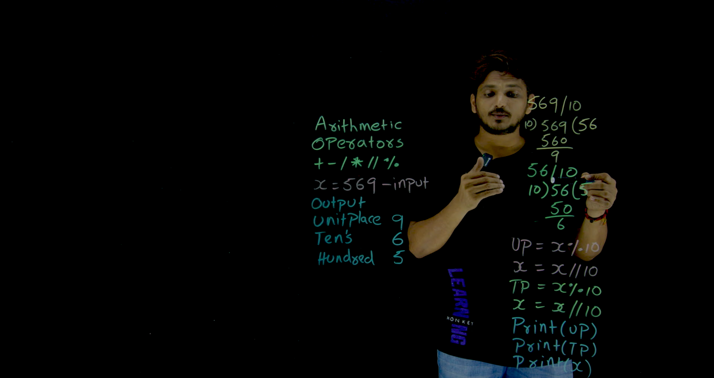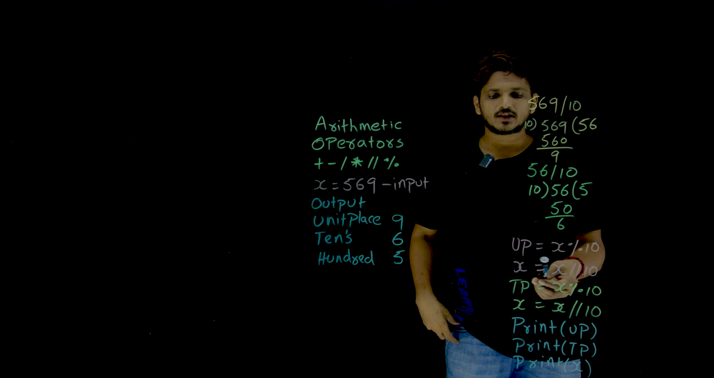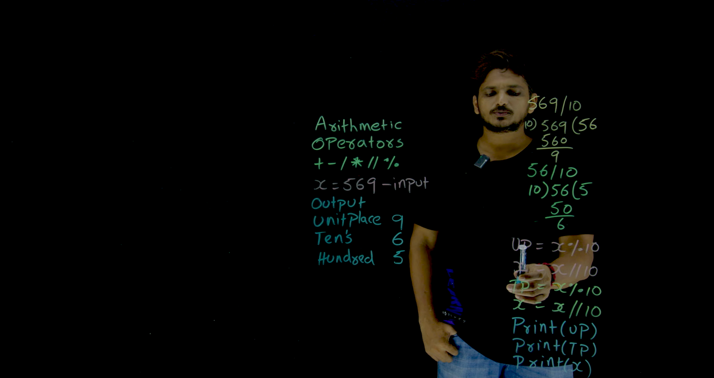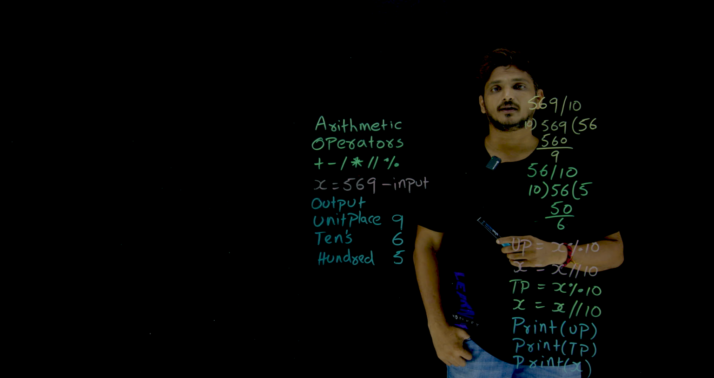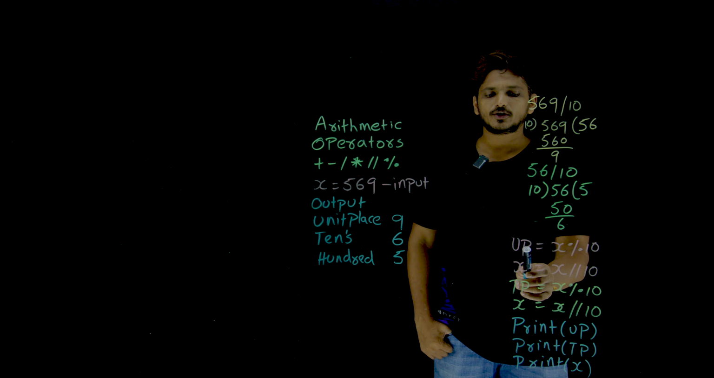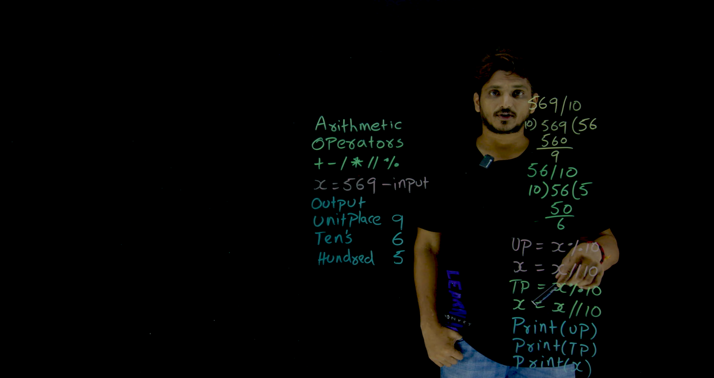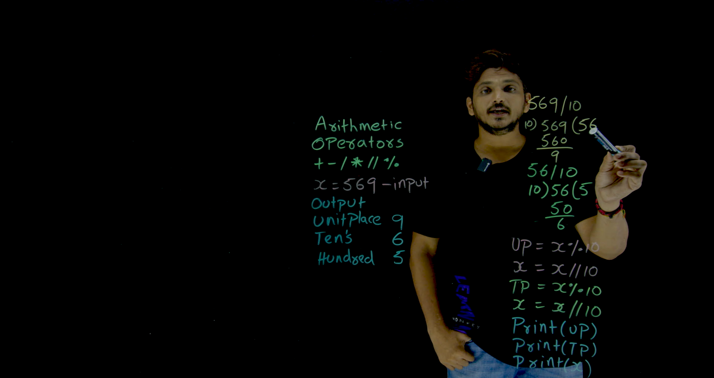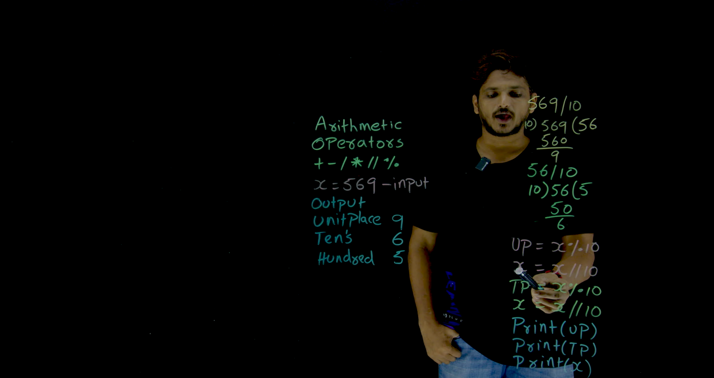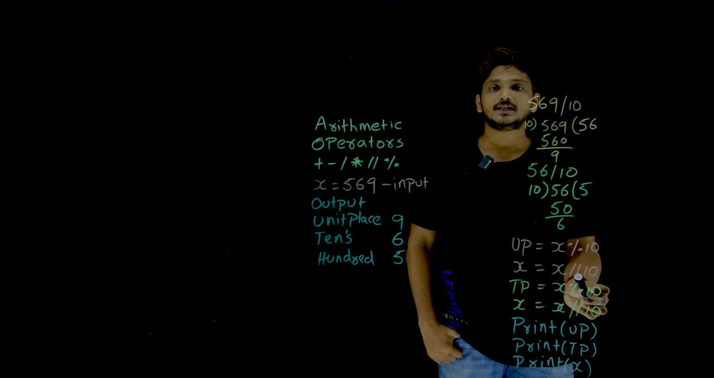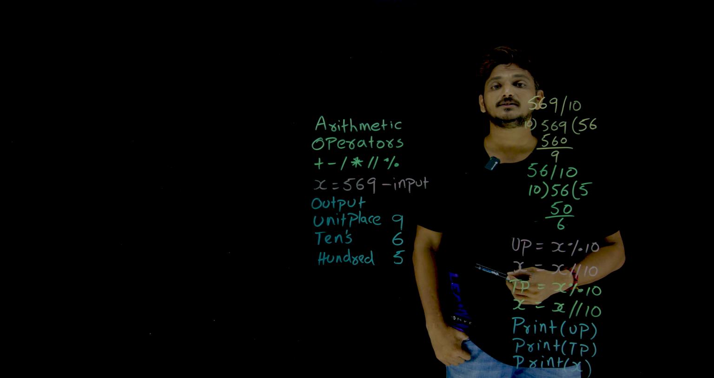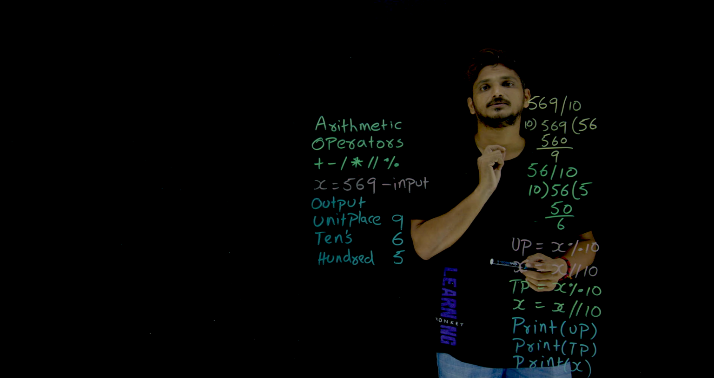Now coming to the coding part, take one variable, units position equal to x modulus 10. What are you going to get? 9 you are going to get here. After that, you have to consider the integer part from 56.9. So x equal to x integer division 10. Now x contains 56.